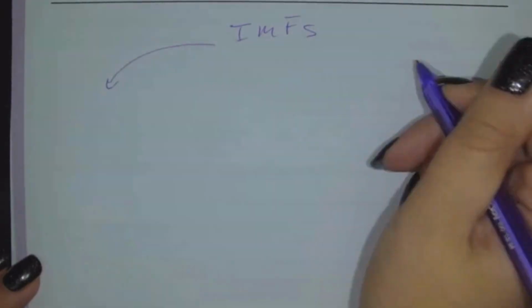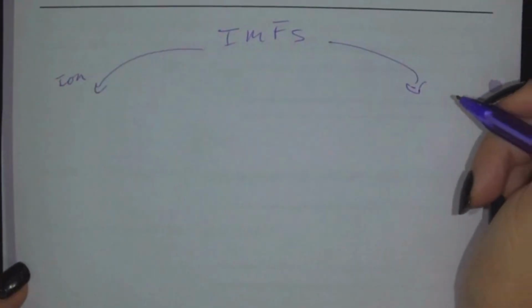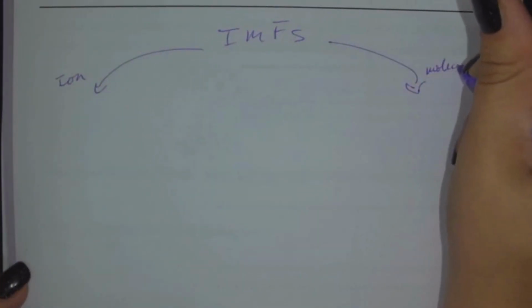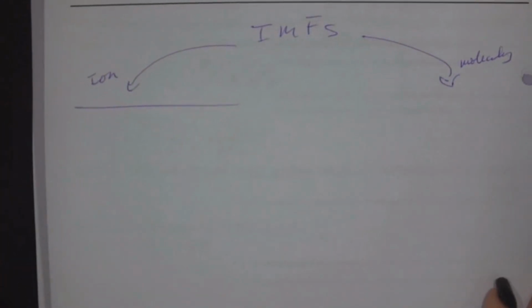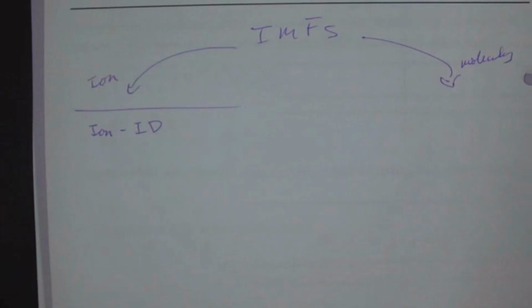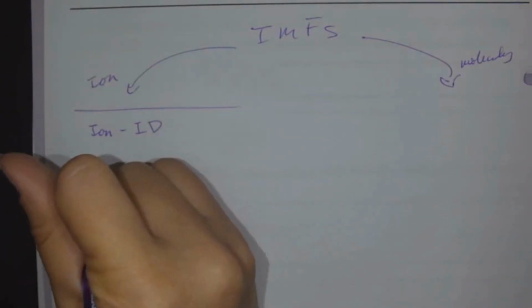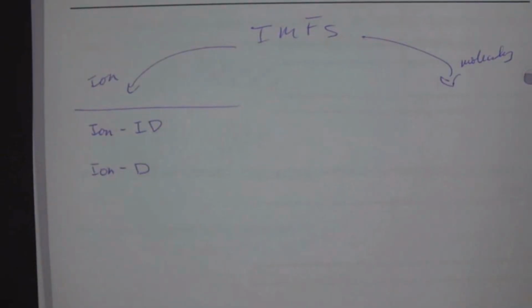There are two main types of IMFs that I need you to be aware of. So when we're talking about IMFs, we've got two broad categories. One involves an ion, and the other ones only involve molecules. Now, there were two types of IMFs when ions were involved. We had an ion-induced dipole. That was one of the IMFs. And we had an ion dipole. That was the other IMF.